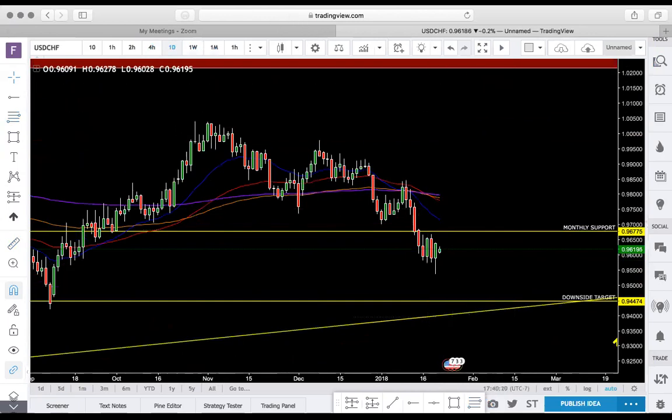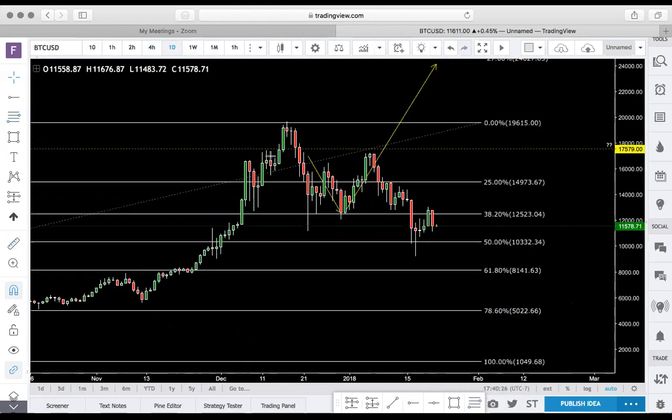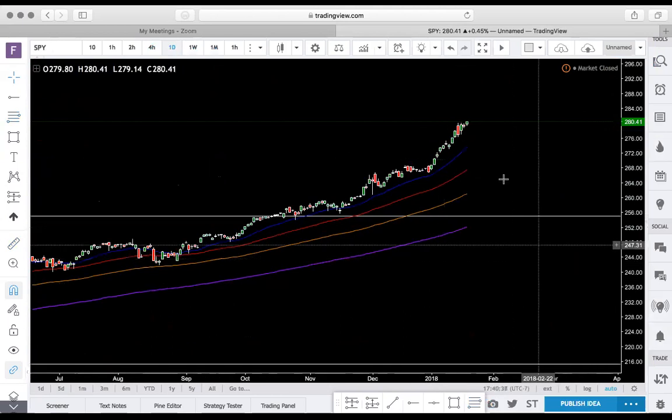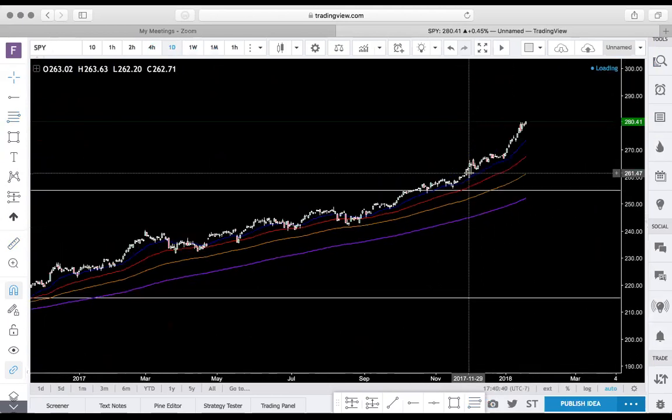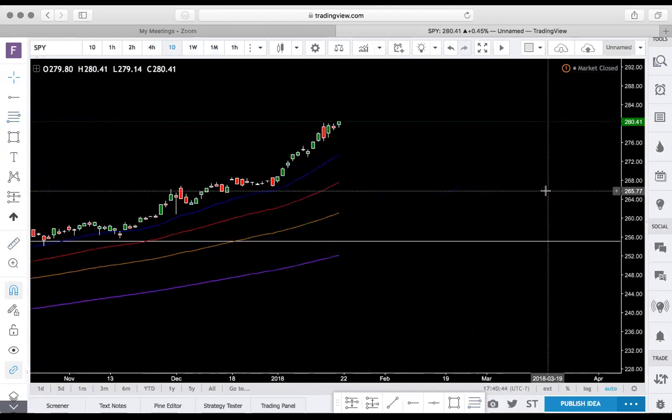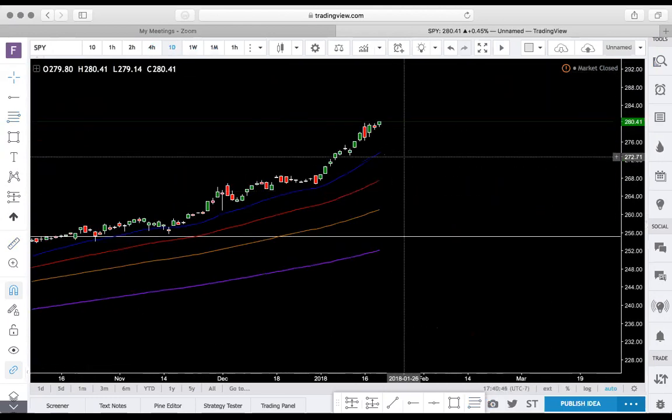All right, let's see. Let's see what else we have. Bitcoin. I don't want to talk about Bitcoin. There's the S&P 500. This thing's at an all-time high, closing at 280.41 on Friday. The markets do not want to pull back. I think we're way overdue for a pullback, but that's the SPY right there.